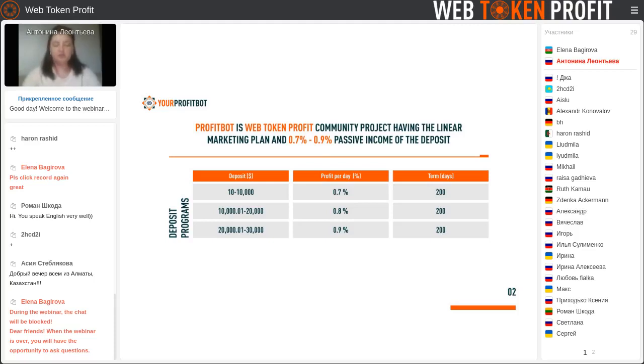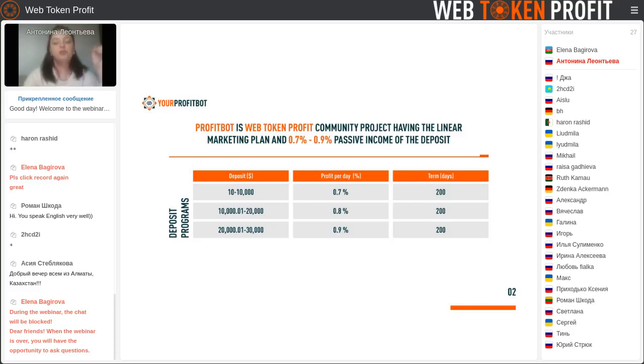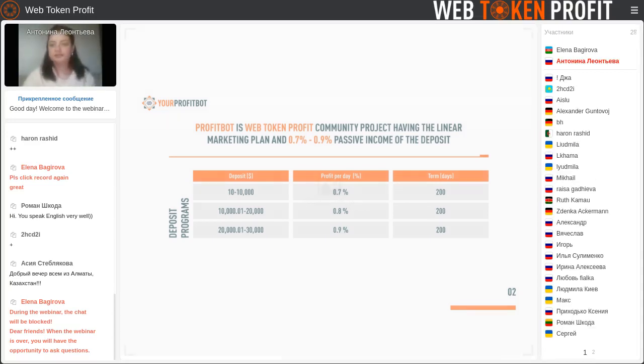And a very important thing: you can withdraw from ProfitBot only in VEC. All your accruals in USD that fall on your balance, when you click the withdraw button, are automatically converted into VEC at the internal rate. Now it costs $12. It's clear, I think. Yes, okay. Next slide.